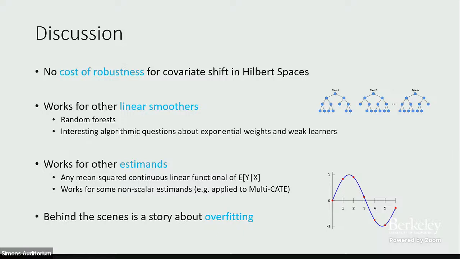It also works for other estimands. So I've just been talking about the missing mean, but actually this is more in the spirit of the talk we saw about which statistics can we multi-calibrate, which statistics can we run this estimator on and still get the same result. Well, it's any mean squared continuous linear functional of the conditional expectation. So that is a little bit complicated sounding, but it means that if you want to estimate something like an average derivative, this multi-accurate predictor type approach is going to give you the exact same efficiency results.